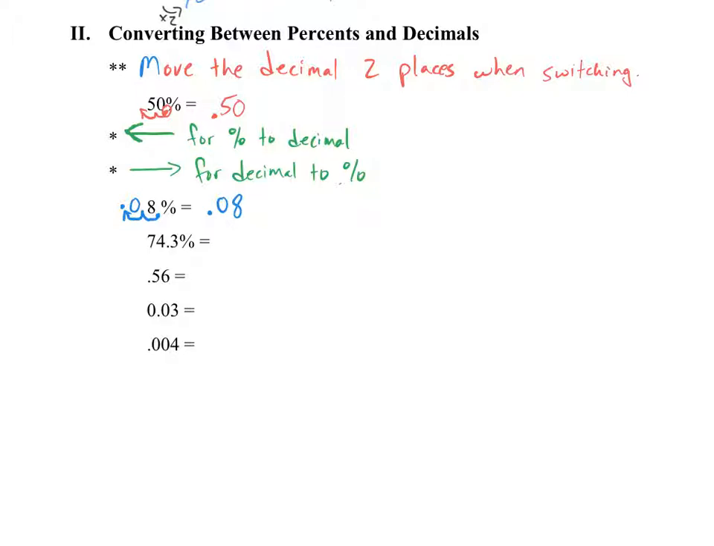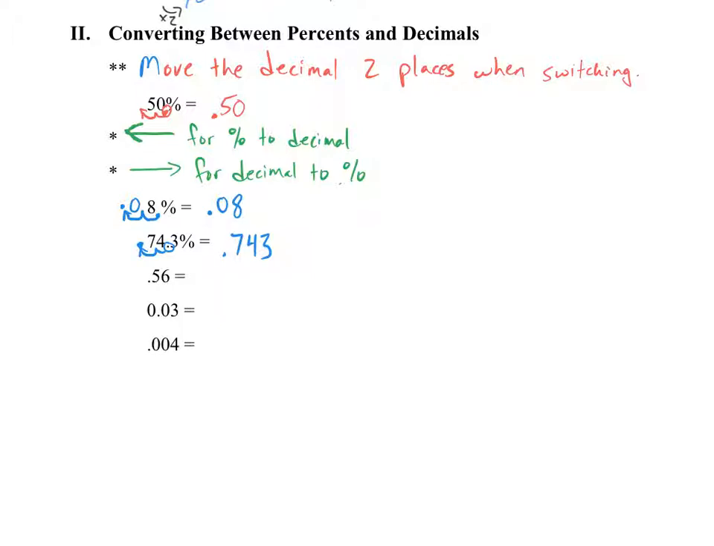If I have some other weird looking percent, 74.3%, you move it to 7.43, and then 0.743. So don't let the decimal being in the middle confuse you, or there being 3 numbers there. You just always move that decimal point 2 places. So we have 0.743. Is that okay?